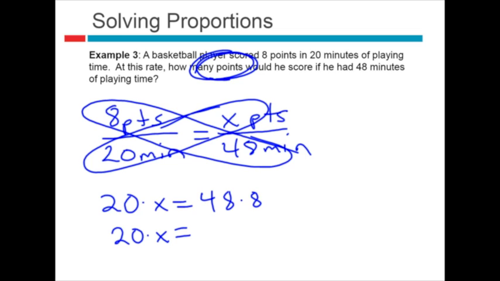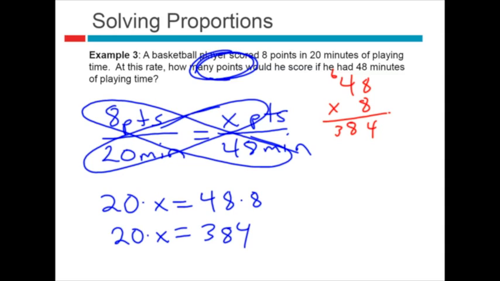I don't know what this is off the top of my head, so let me do a little scratch work. 48 times 8 is going to be, 8 times 8 is 64. Write the 4, carry the 6. 8 times 4 is 32, plus 6 is 38. Okay, good. So 48 times 8 is 384.